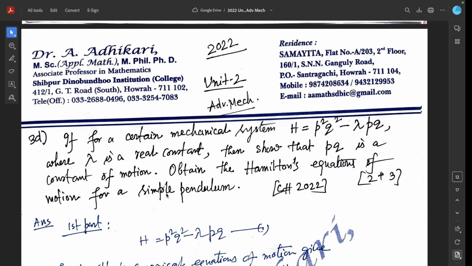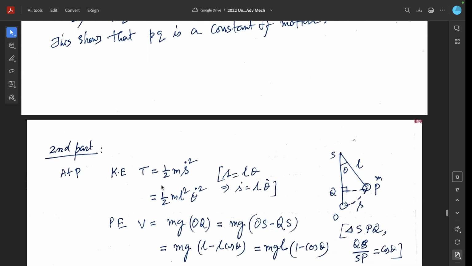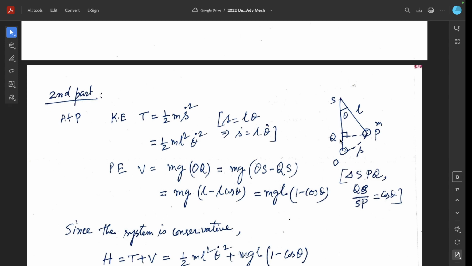Second part: obtain Hamilton's equations of motion for a simple pendulum. Now for this simple pendulum, with this point P, the kinetic energy T equals half m s dot squared. The string length is L and this is the angle theta, so obviously the arc length s equals L theta. With half m v squared, where v is the speed, this gives half m L squared theta dot squared.